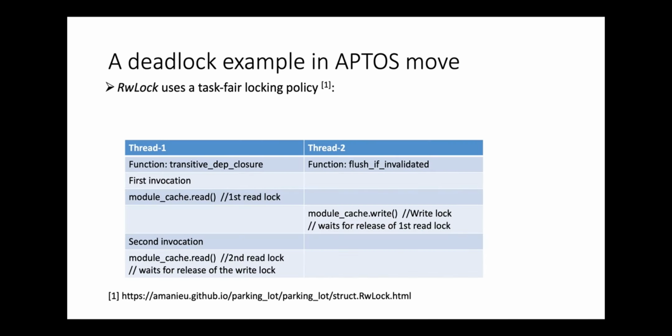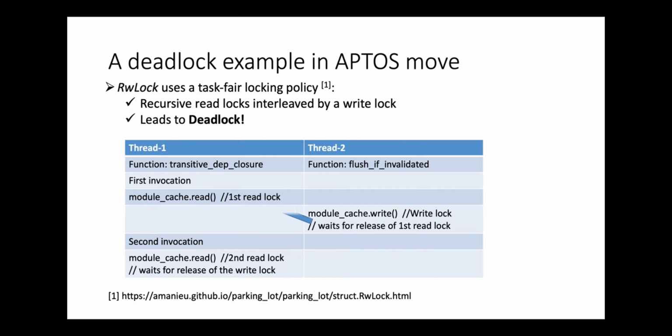A deadlock example could be explained this way. Given there are two threads, a recursive read lock could potentially be interleaved by a write lock, and then it could lead to a deadlock. Let's go into some more details. For thread 1, when it comes into the function transitive_dep_closure, it first invokes the module cache read lock, the first read lock acquisition.